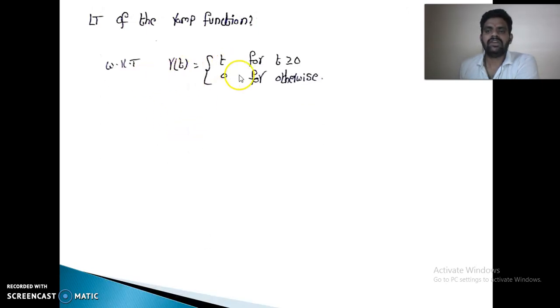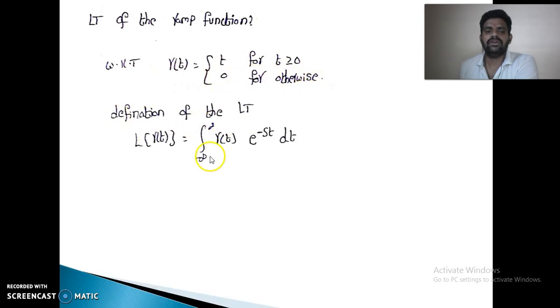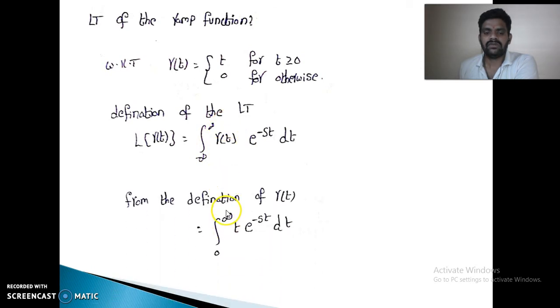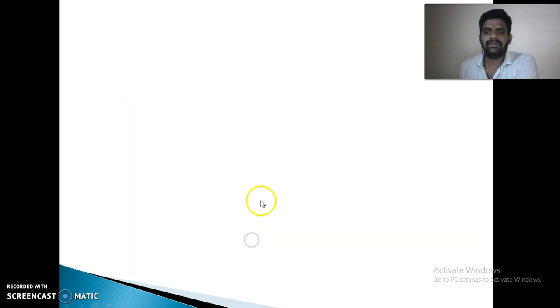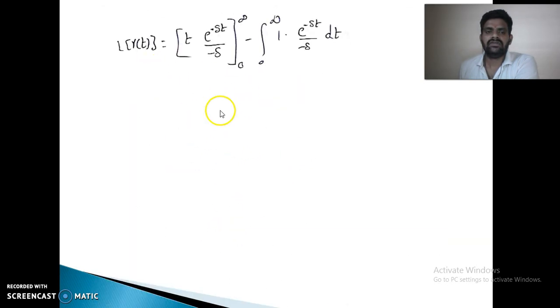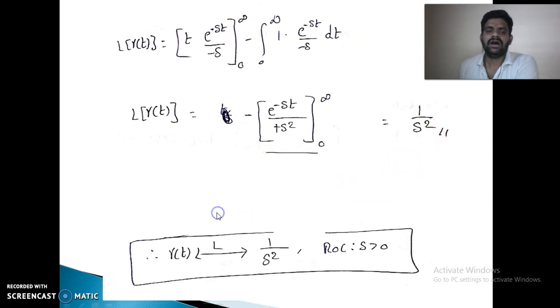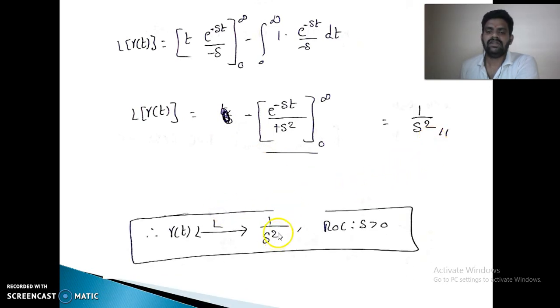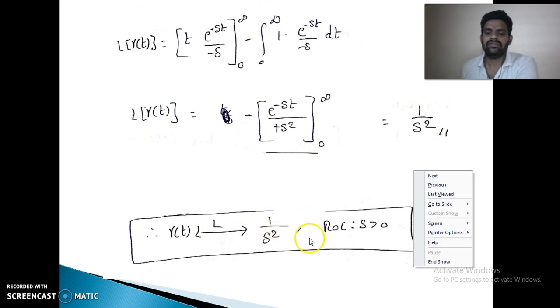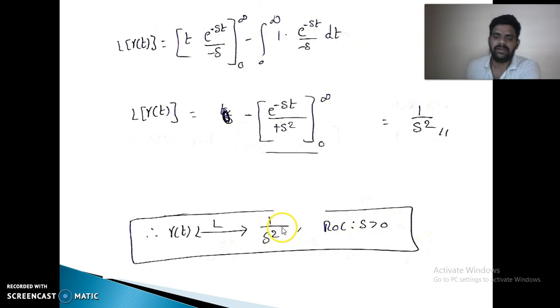Next, the Laplace transform of a ramp function. The ramp function r of t is equal to t for t greater than 0 and equal to 0 for t less than 0. So substituting r of t in this equation, it becomes the integral from 0 to infinity of t into e power minus st dt. Applying integration by parts and solving, the value is 1 by s square. So r of t is a Laplace transform pair with 1 by s square, and the ROC is the real part of s greater than 0, that is, the entire S-plane.